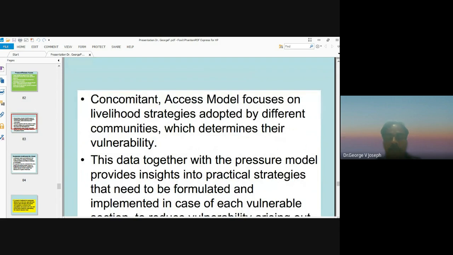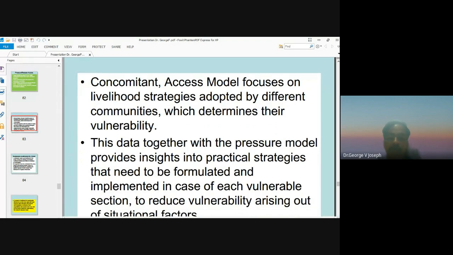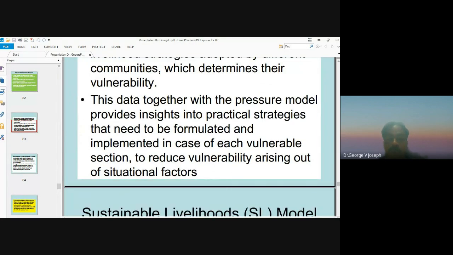This data, together with the pressure model, provides insight into practical strategies that need to be formulated and implemented in the case of each vulnerable section to reduce the vulnerability arising out of situational factors. So this model will help us see what strategy needs to be adopted by each section of the community which is facing these vulnerabilities.